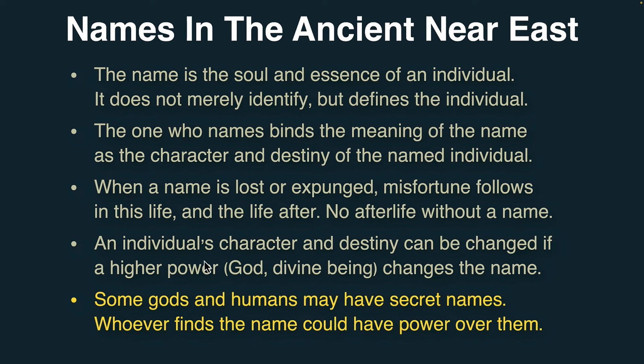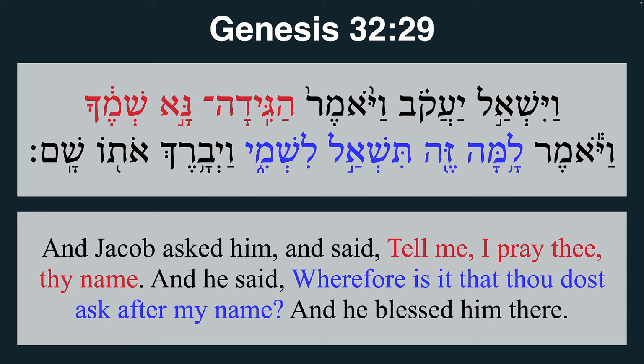Okay, now is this idea present in the Bible? Yes and no. So there's a two-sided thing here, which we have to consider carefully. This is one instance where we read in the book of Genesis. Well, it's the same thing when Jacob's name was changed to Yisrael. Jacob asked him, Vayish al Yaakov Vayomer, Hagida na Shimecha. Please tell me your name.